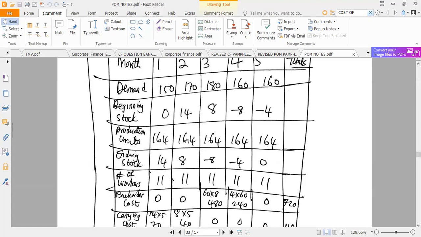14 plus 164, then minus a demand of 170, we are getting 8. 8 we carry forward: 8 plus 164 minus 180, we get negative 8. The shortfall is the back order, the units short of meeting demand. We carry forward negative 8 plus 164 minus 160, and we get negative 4. Carrying forward negative 4 plus 164 minus 160, the answer is 0 for the ending stock.